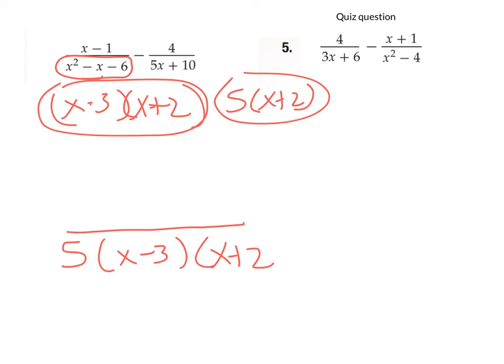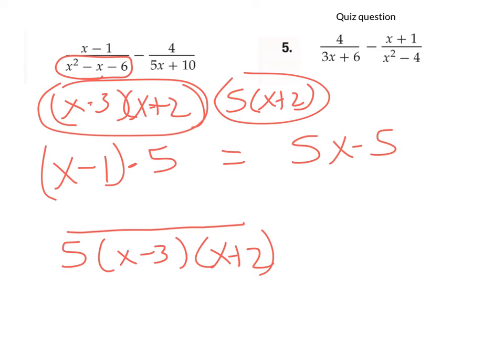And that includes everything. So now all we're going to do is multiply the numerator, x minus 1, times what's missing from its denominator. Well, what's missing from the common denominator is a 5 only. So I will get 5x minus 5. And then the other numerator, 4, is missing an x minus 3. So I'm going to multiply it. So basically we're multiplying the numerators by what's missing from the denominator. And so I get 4x minus 12.